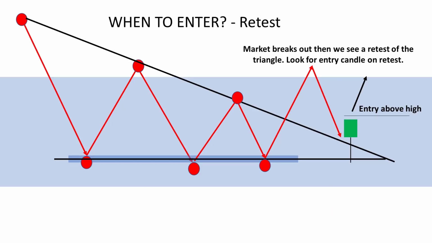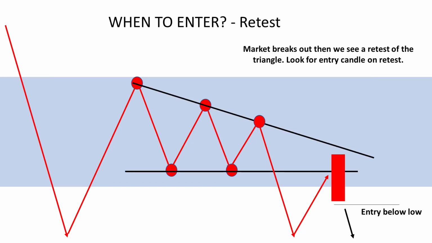On a retest, in this case of the sloping support, you identify the signal candle and again entry would be above the high. For a bearish break, we see the retest here at the horizontal resistance. Entry would be below the low of the engulfing candle. What about stops and targets?